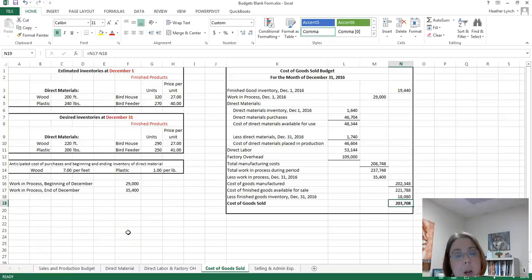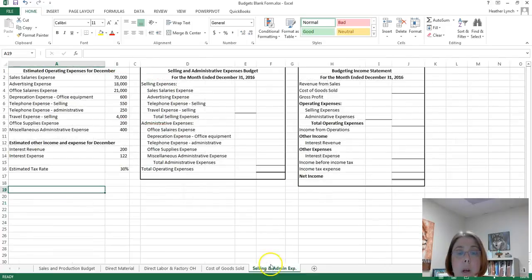Okay, we're back. So we have two more budgets to do. We have our selling administrative expense and we have our budgeted income statement. So we just completed the cost of goods sold budget. So now we're going to do the selling administrative and we're also going to do the budgeted income statement. This is going to bring everything together that we just did.